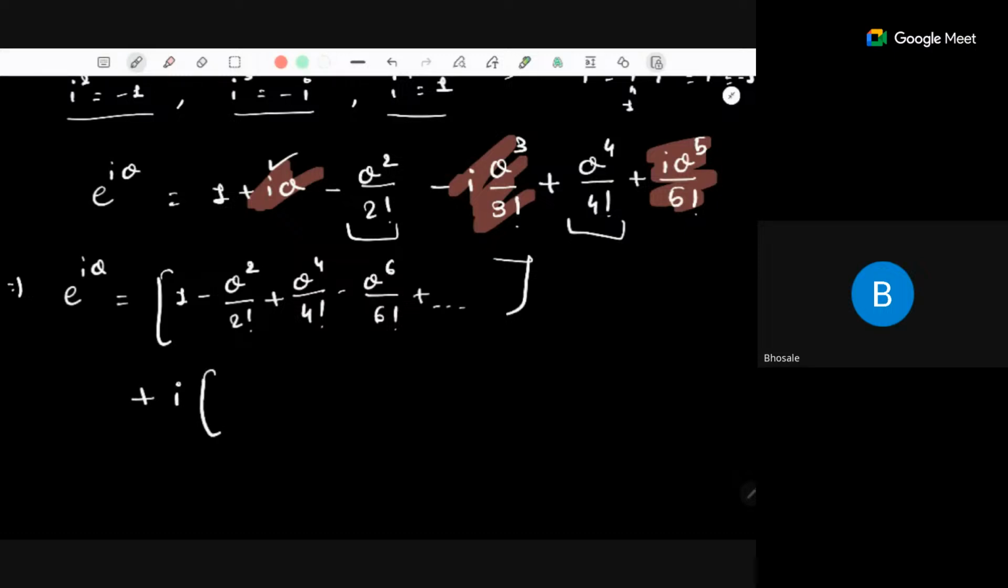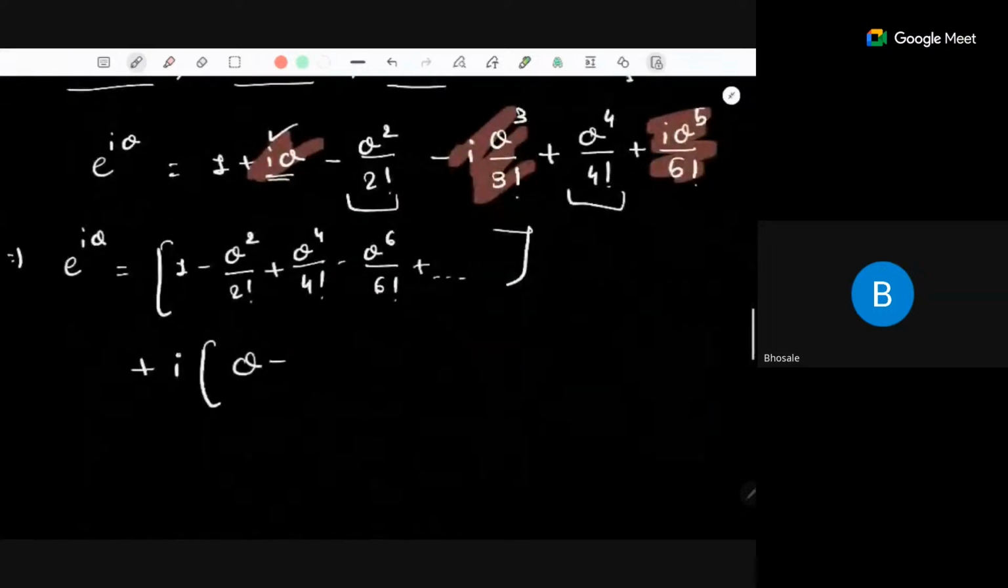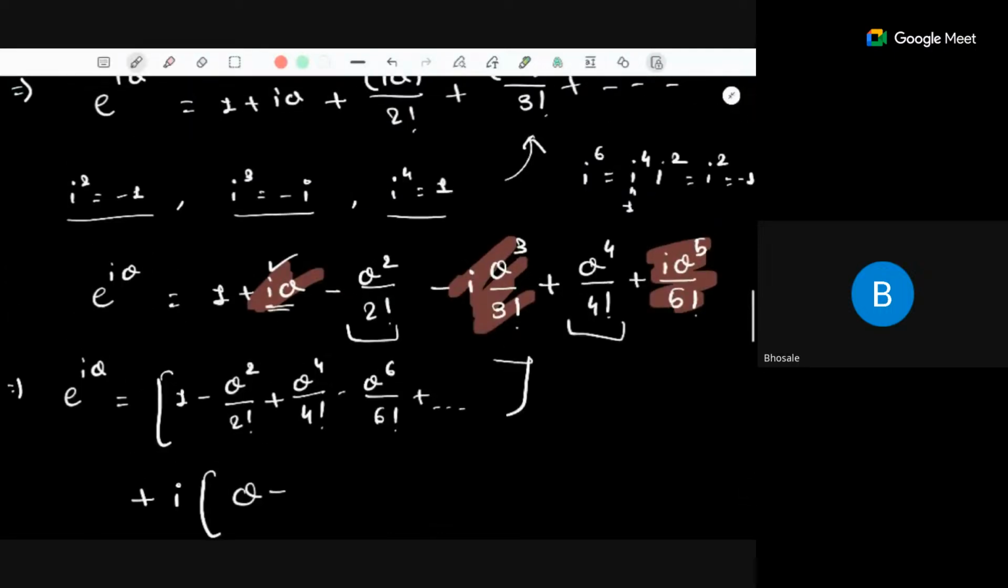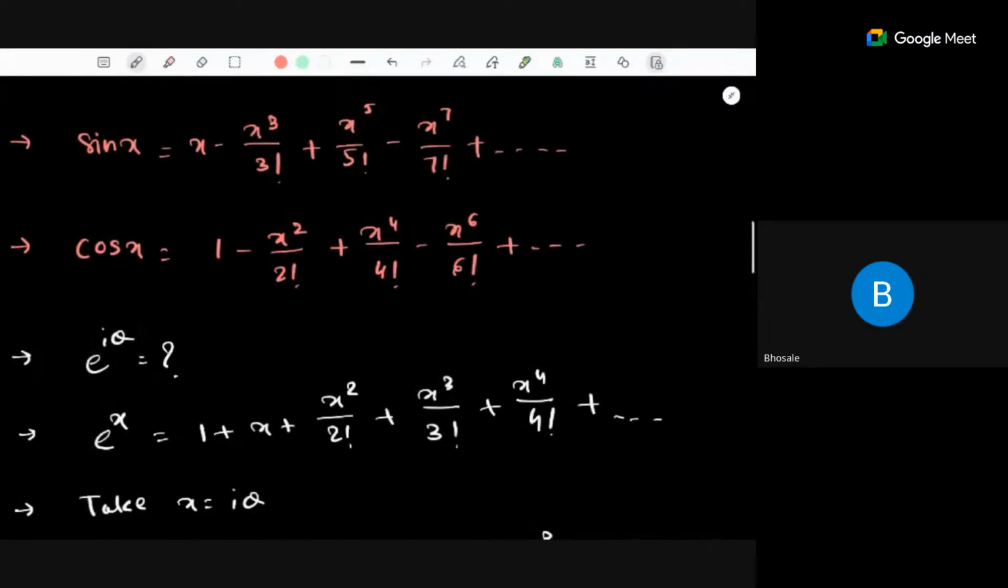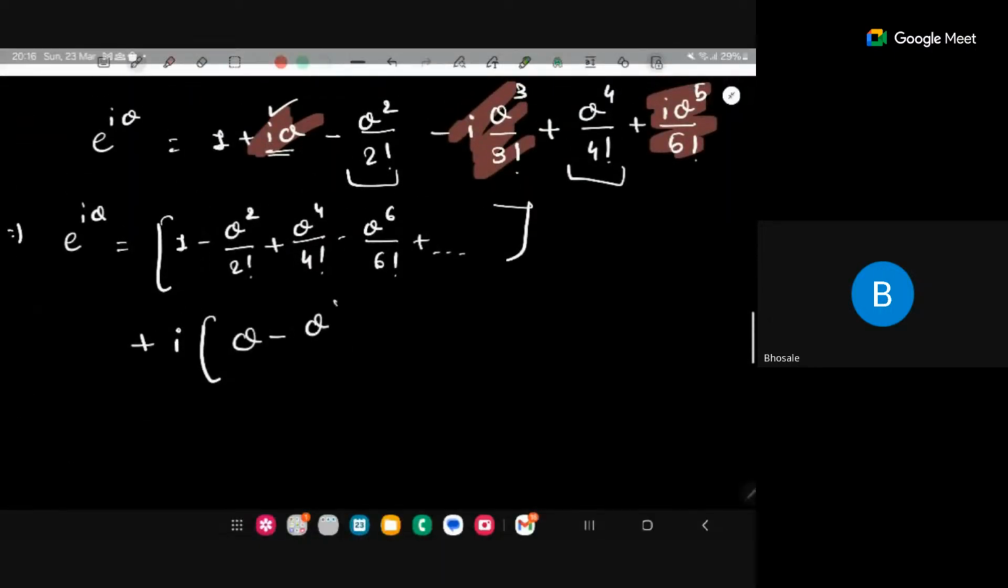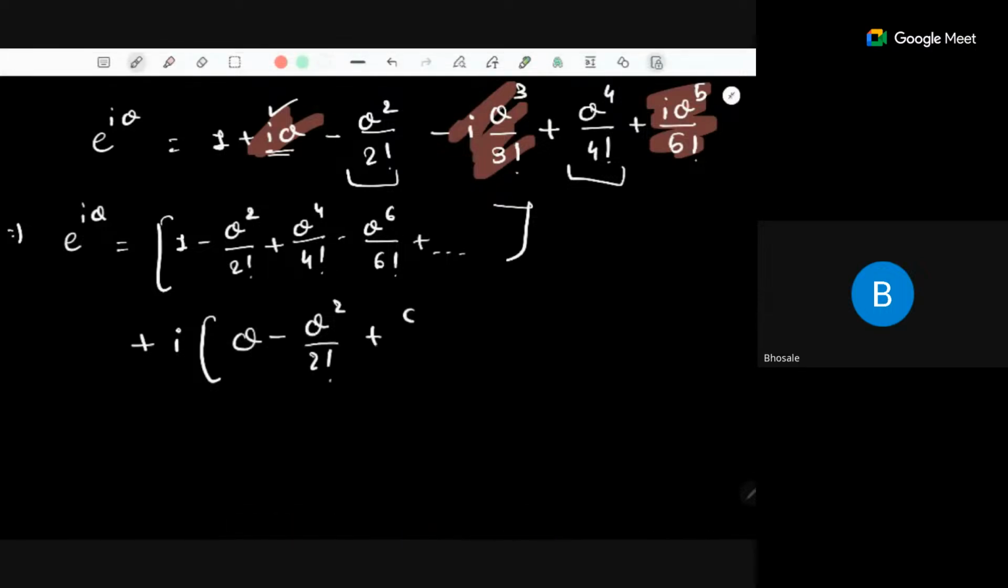After taking the iota common, let's see what will be the pattern of the power series. If you take iota common from all these terms which include iota, we'll get simply theta minus theta cube by 3 factorial plus theta to the power 5 by 5 factorial, minus theta to the power 7 by 7 factorial plus and so on. It's an odd series.